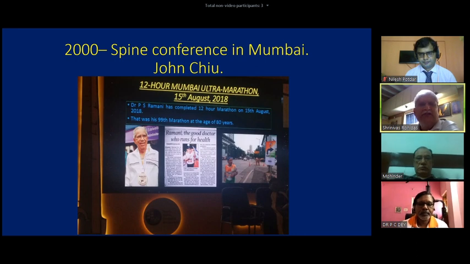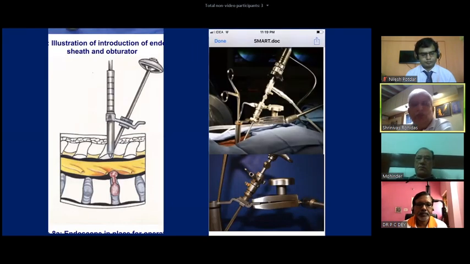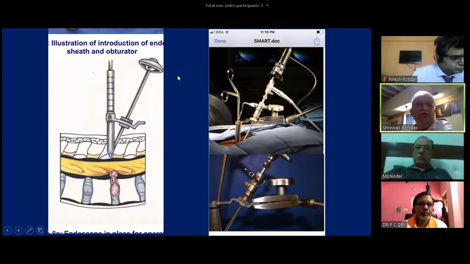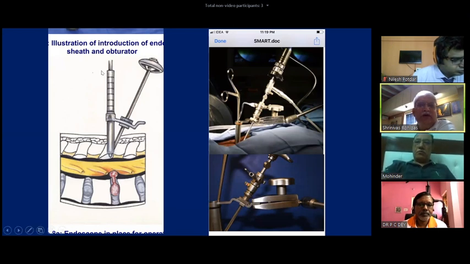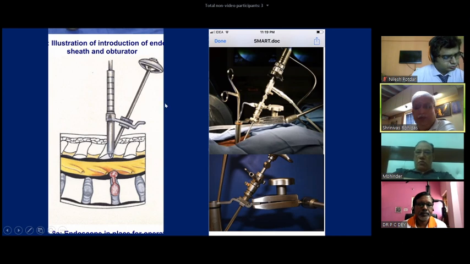When I started studying this, I thought that the interlaminar approach would be very good for Indian patients. I studied it and I went to Dr. Destandau in 2002. This is one of the systems which Dr. John Chu proposed. It's a smart system. You can see this is a tubular retractor and this is the port for the endoscope. But this never became popular.